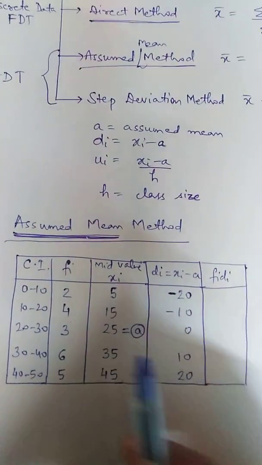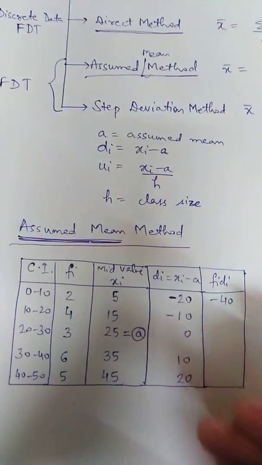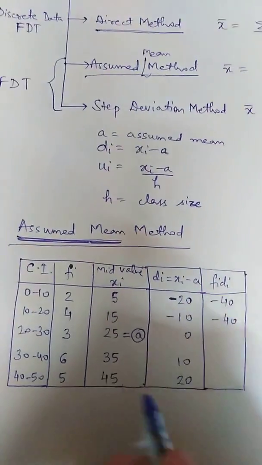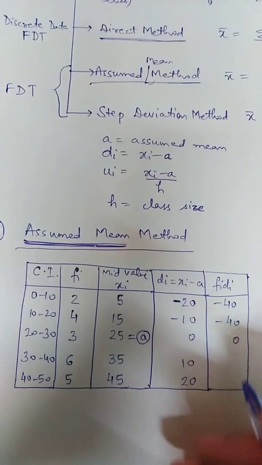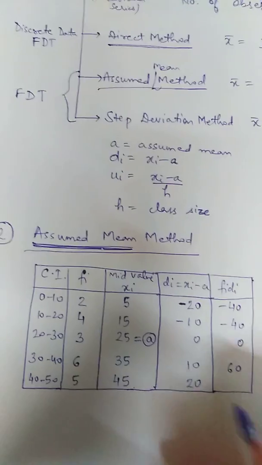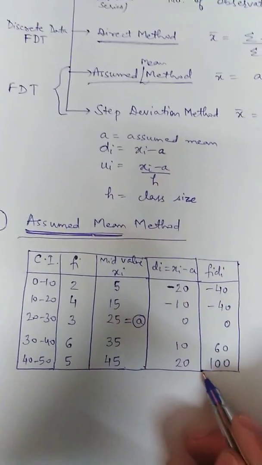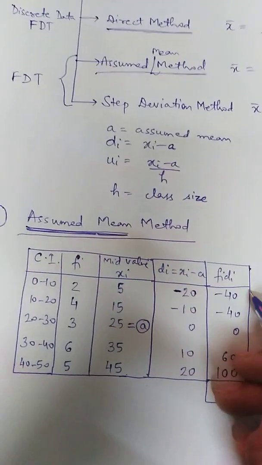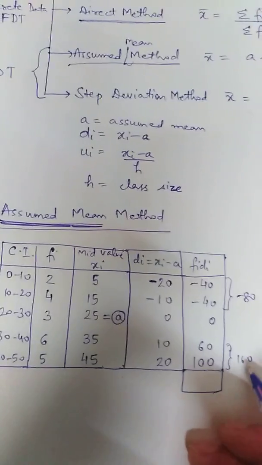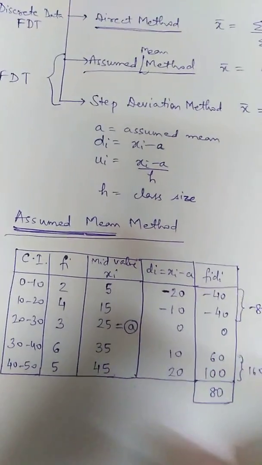So fi di we can easily calculate. 2 multiplied by minus 20 gives minus 40. 4 multiplied by minus 10 gives again minus 40. 3 multiplied by 0 gives 0. 6 multiplied by 10 gives 60. And 5 multiplied by 20 gives 100. If we add them all, we have to take the negative terms along, that is minus 80, and the positive terms along, that is 160. So the total becomes 80. 160 minus 80 gives 80.